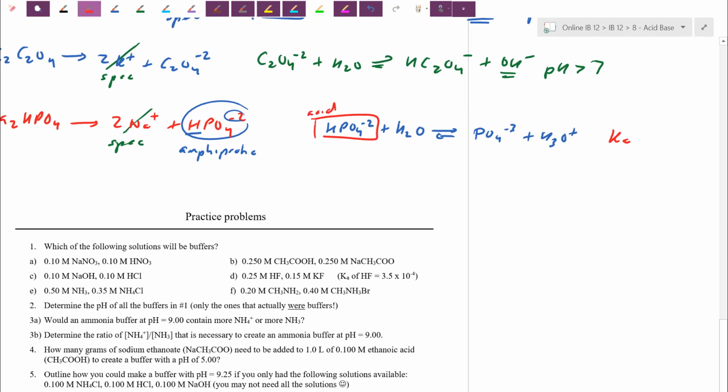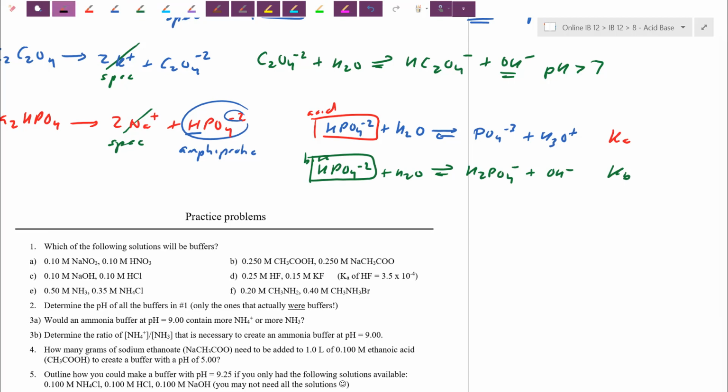If instead the HPO4 minus 2 actually acted as a base, same thing, reacting with water, as a base it's going to pick up a proton from water. Water is also amphiprotic. I'm going to go up by an H, go up by a charge, H2PO4 minus, and we're going to end up with OH minus. The equilibrium constant for HPO4 minus 2 as a base is going to be given by Kb.